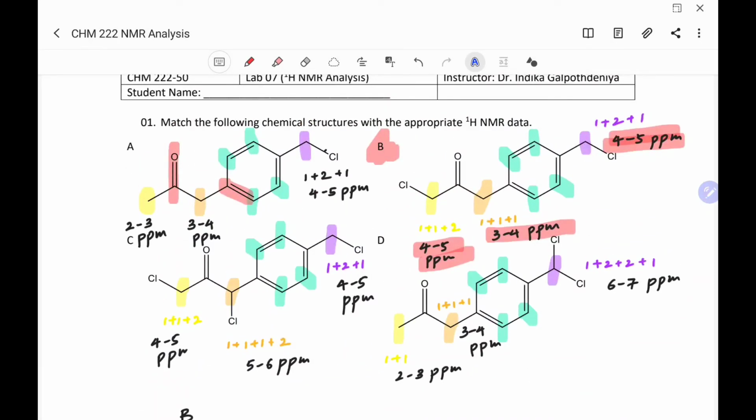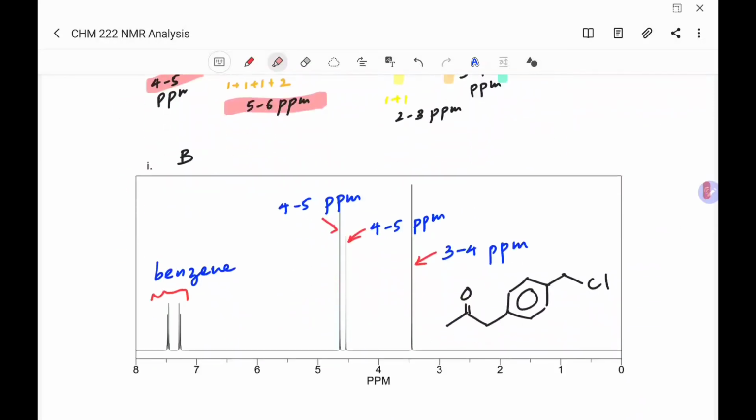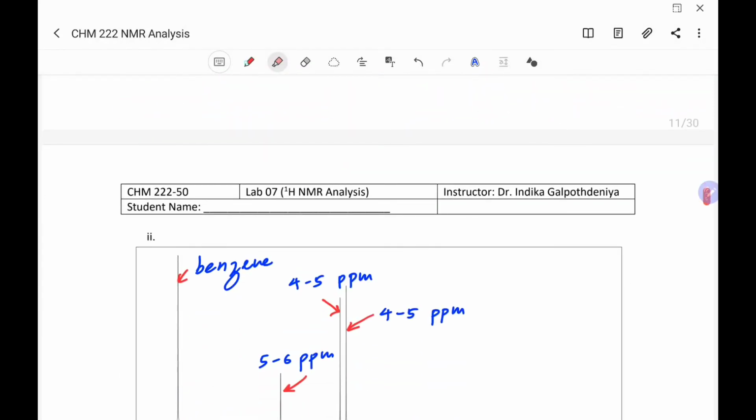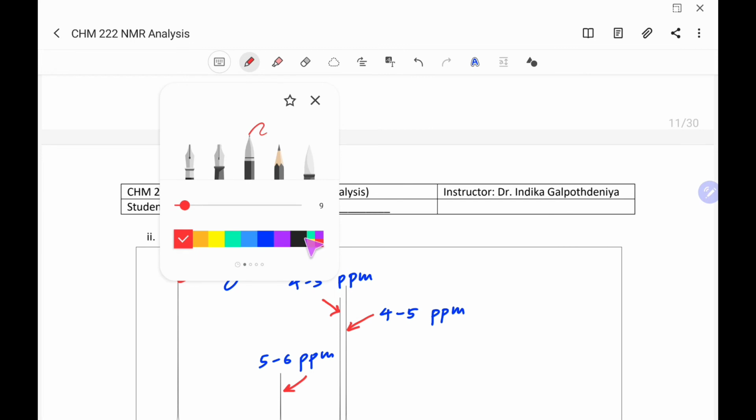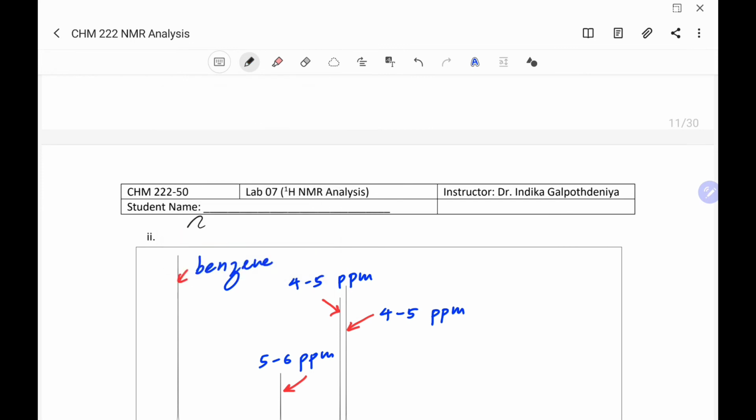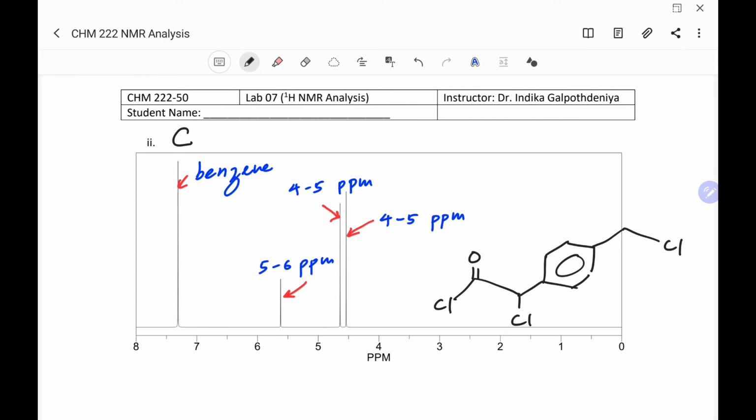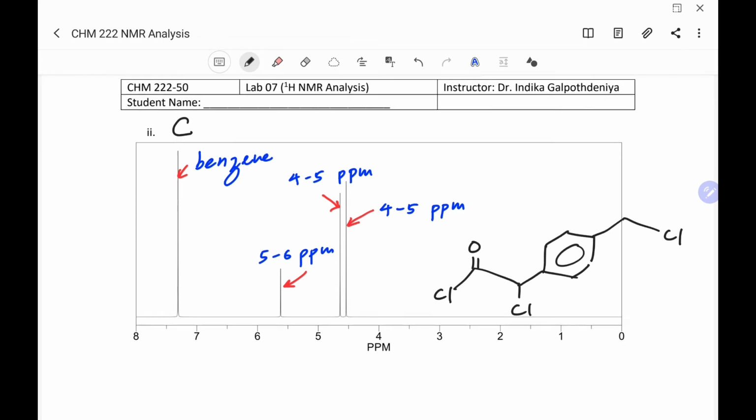Okay, I think we have our match right here. C seems to be the match. Why? Because you have two peaks from 4 to 5 and then one peak from 5 to 6. So C is the match. This right here is a perfect match for C. And here is the structure for C. Okay, so this is a match.